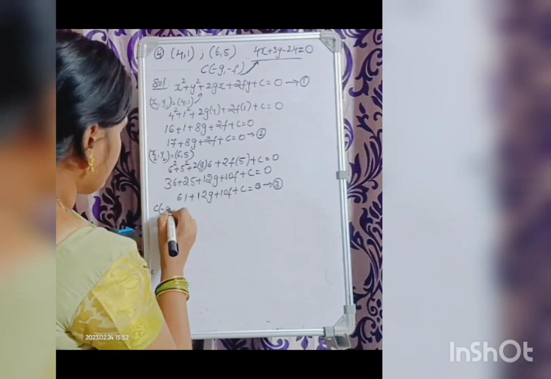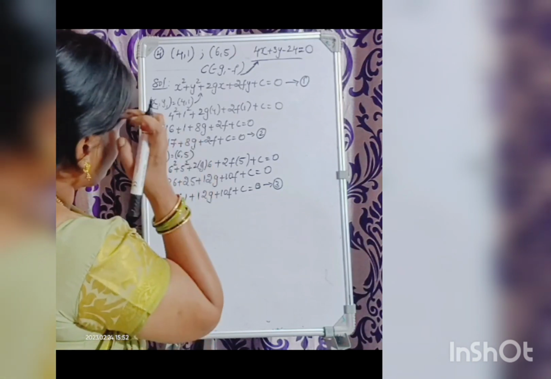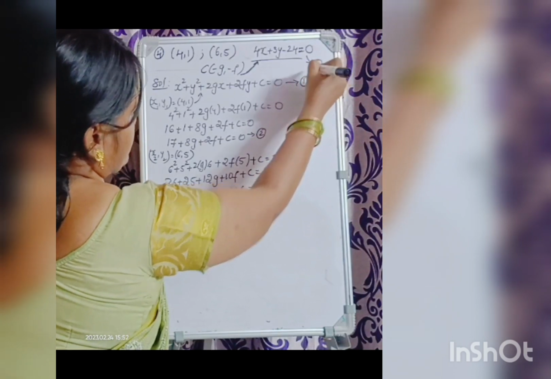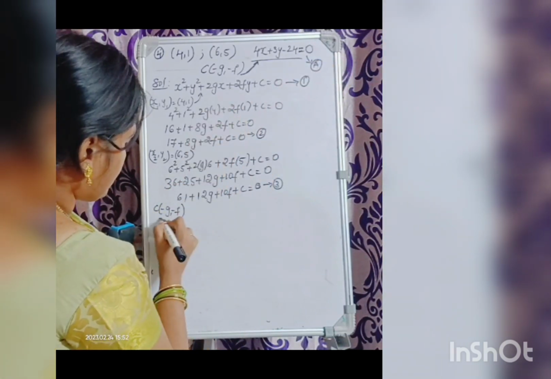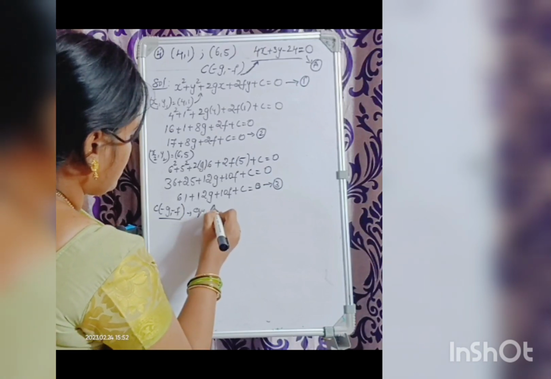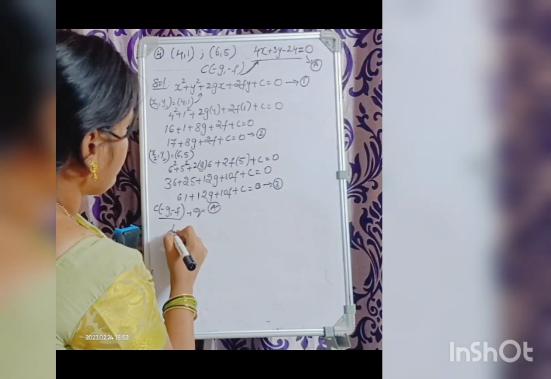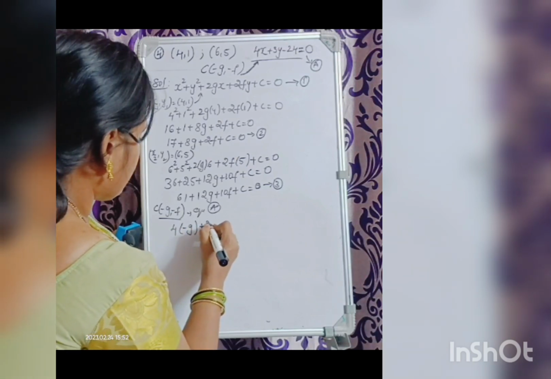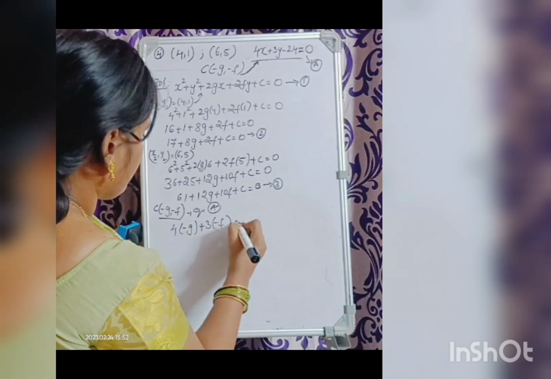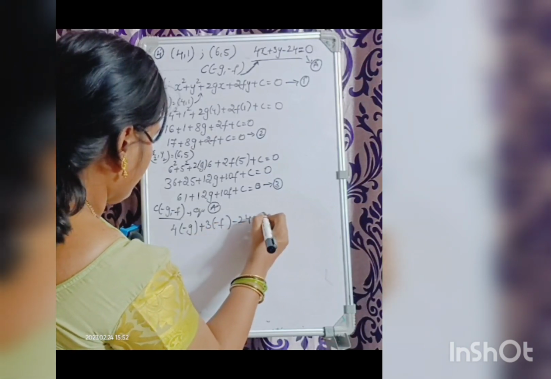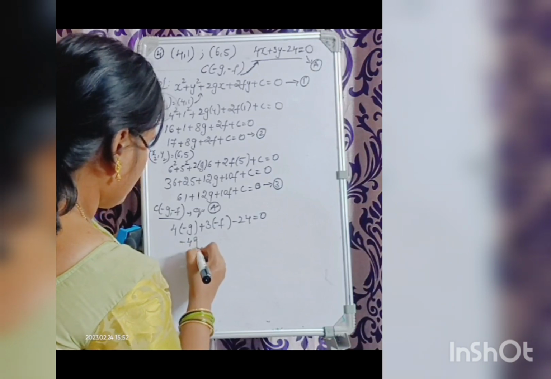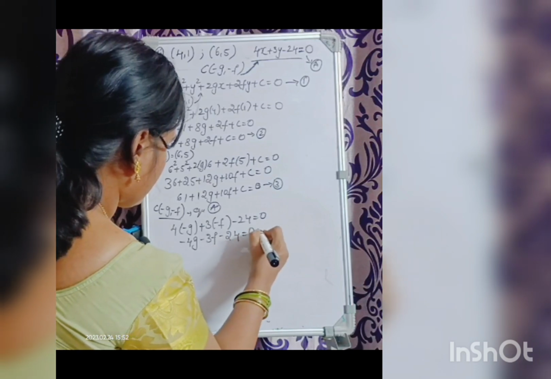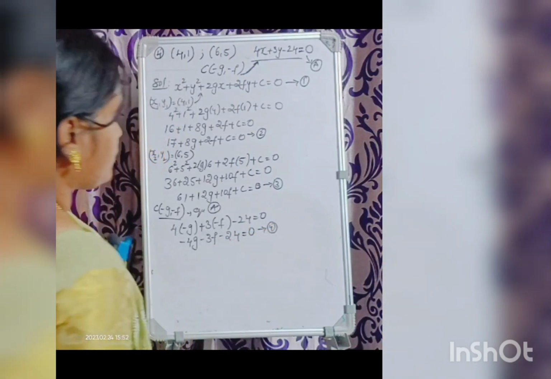And they've given that the center lies on the equation, which I'll call the given equation A. So substituting the center minus g comma minus f in equation A, we get 4 into minus g plus 3 into minus f plus 24 is equal to 0, or else minus 4g minus 3f plus 24 is equal to 0. We call this equation 4.